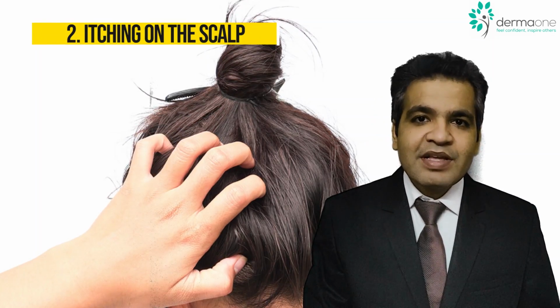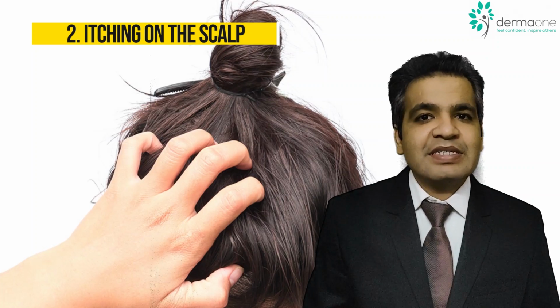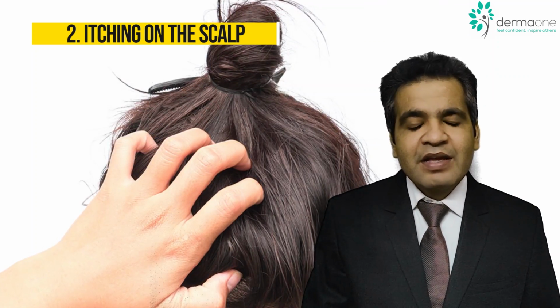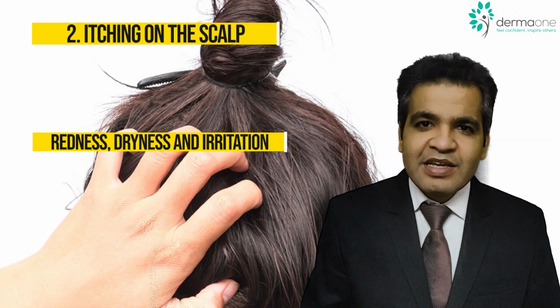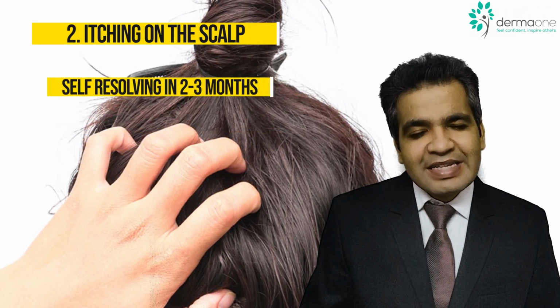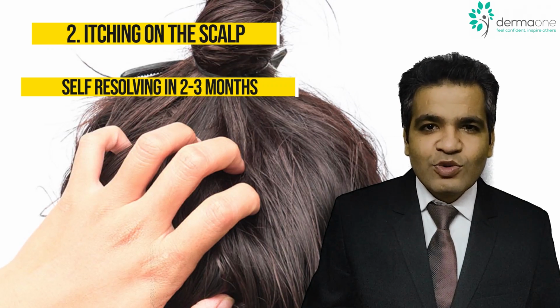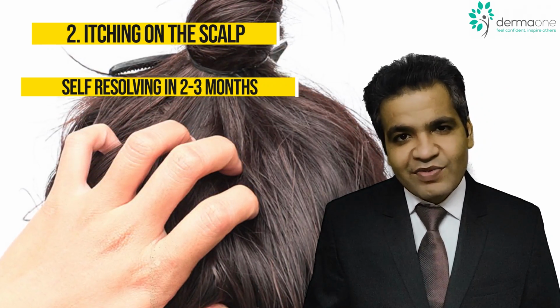The second common side effect is itching on your scalp. This primarily happens because minoxidil, as I said, contains alcohol. This can irritate your scalp initially. Your scalp may appear red, it may appear dry, it may appear irritated because of the application of minoxidil lotion. This is nothing to be worried about. This usually settles down in around 2 to 3 months. So by and large, this side effect takes care of itself.